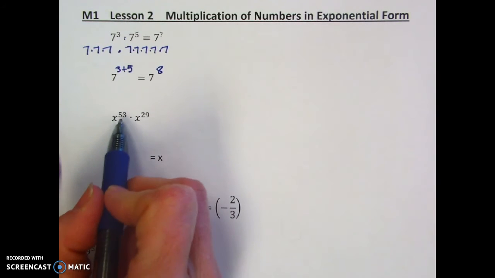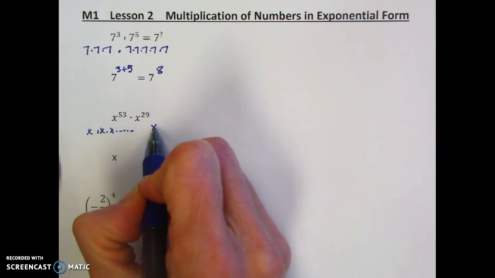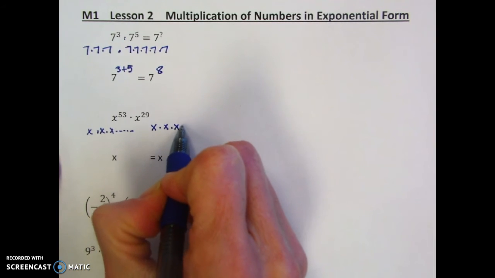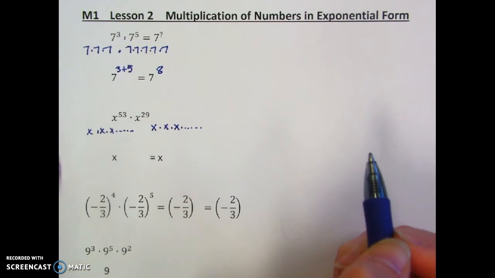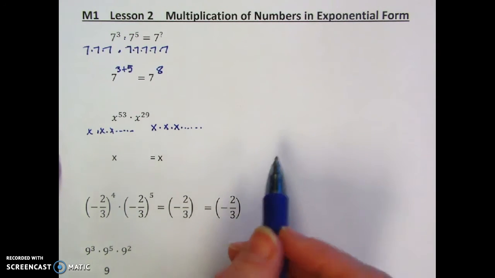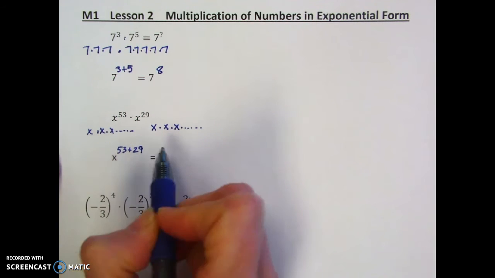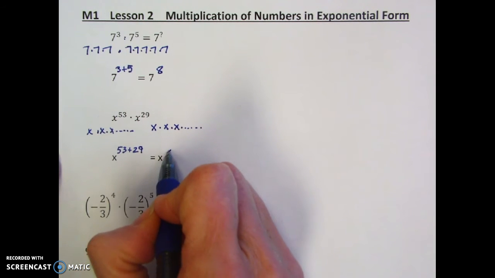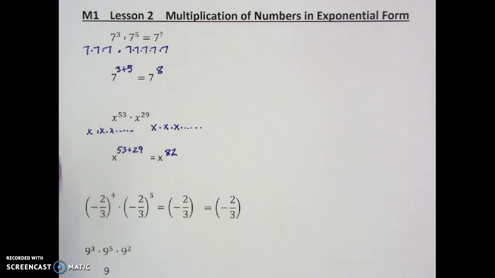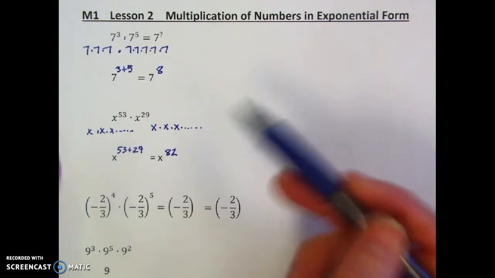So if we have x to the 59th power, 59 x's, and then x to the 29th power, 29 of them, how many x's would there be? Well, 59 plus 29 gives us a total of 82. So x to the 82nd power. It doesn't matter if we have a number or a letter. Down here we're going to see a fraction.